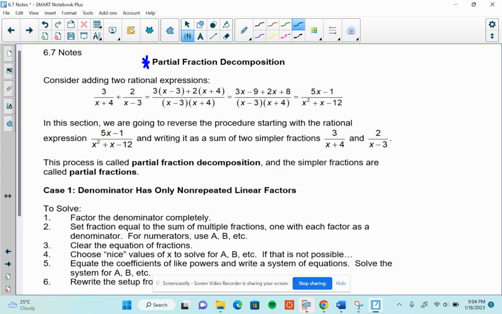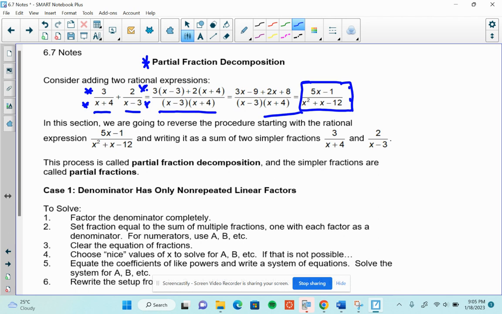Partial fraction decomposition. So in the past, you have taken fractions like this, and you've discovered that the common denominator would be x minus 3 times x plus 4. Then we multiply the top of this one by x minus 3 and the bottom by x minus 3. And multiply this one by x plus 4 top and bottom, and then we push the fractions together so that we have this. And then we simplify the numerator, and we come up with this fraction right here. Well, today what we're going to do is reverse this process.